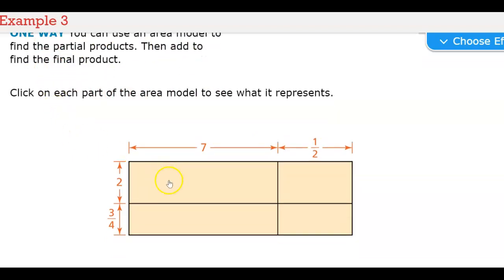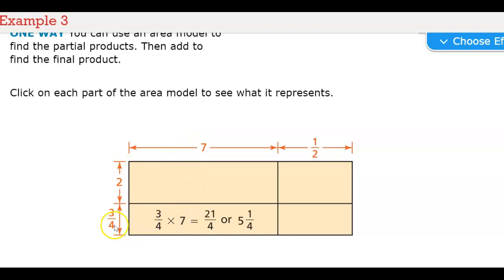So we have first here 2 times 7, and let me read the side. You have 2 3/4 on the left side, and then you have 7 1/2 on the top side. You notice that the 7 is larger than the 2, so that's why this side is a little bit longer than this side. So in this first box, you do 2 times 7. That's only multiplying our whole numbers.